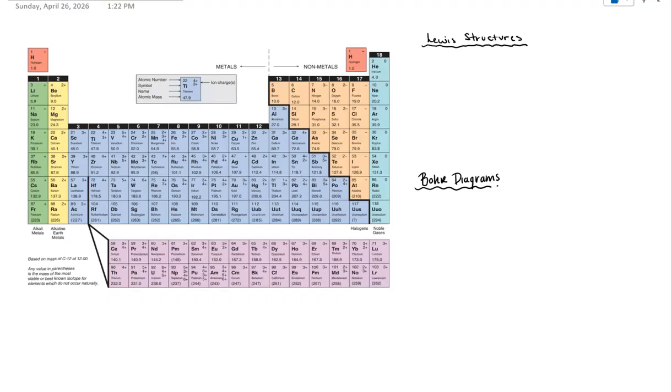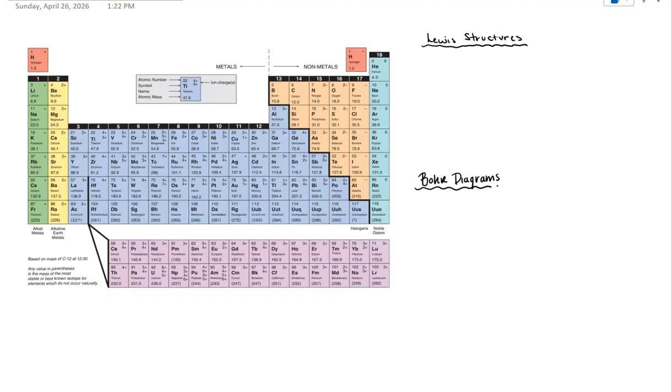Last year, you may have been introduced to them, specifically drawing just the Lewis structures of individual atoms. In grade 10, we are going to be going further and starting to draw the diagrams for ionic as well as covalent compounds. But I wanted to do this brief review. It's not going to be comprehensive.